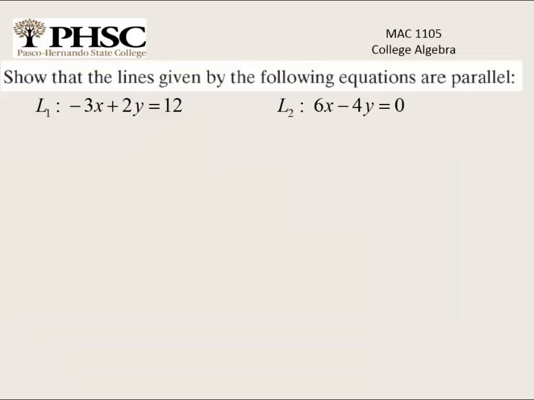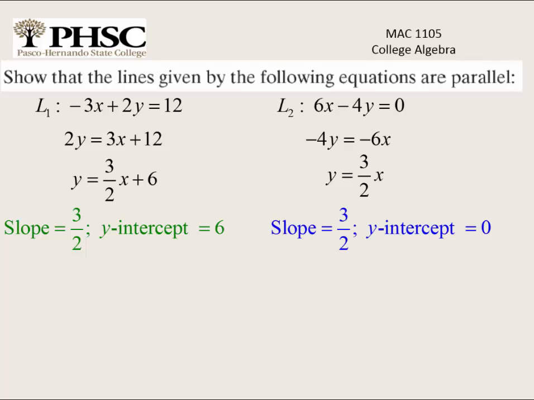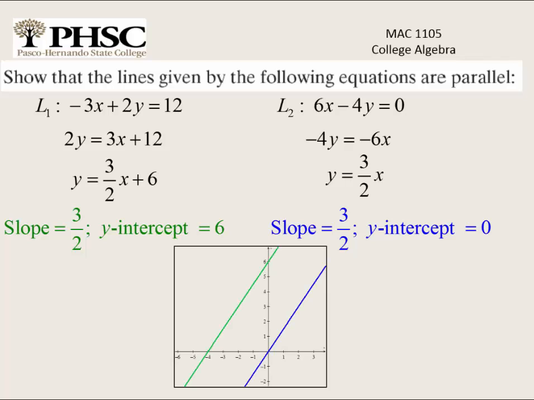Okay, so we're going to show that the lines given by the following equations are in fact parallel. So we have L1, we have L2. L1 is negative 3x plus 2y equals 12, and L2 is 6x minus 4y equals 0. So the first thing that we have to do is make sure that they have the same slope. So we're going to go ahead and solve for y in both of these equations. So for L1, my slope is 3 over 2, my y-intercept is 6. For L2, solving for y, I get that my slope is 3 over 2 and my y-intercept is 0. So they have the same slope, they have different y-intercepts, so therefore these two lines are parallel.